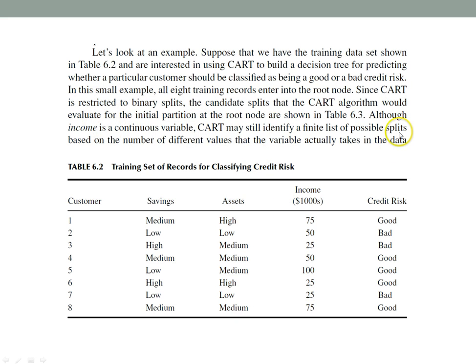Okay. So he says, although income is a continuous variable, the algorithm may still identify a finite list of possible splits based on the number of different values that the variable actually takes in the data. So income is a continuous variable. It's not a nominal variable. It's not even what we call a discrete variable. It's continuous, right? Income could be all kinds of different numbers. You could say I earned 1,000,000.0000000122221111 yen. I don't know if you could really say that, but it's sort of like that. So you could have many possible values, but we can break it up into kind of classes.